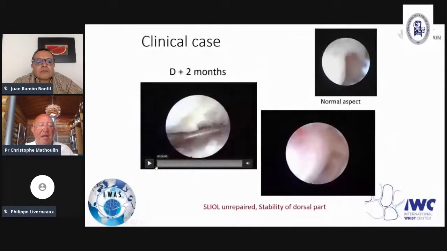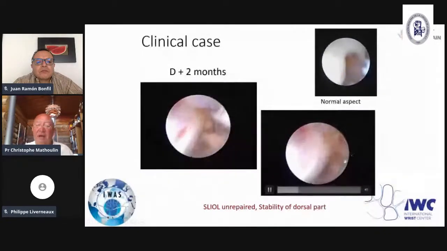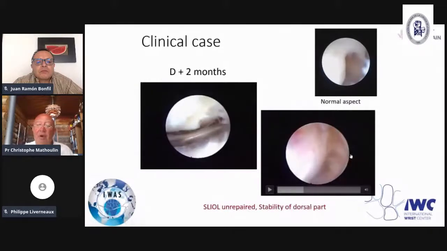Look at that. Here, the interosseous ligament is not repaired as normal because it's an unvascularized area. I remind you that it was the area we repaired before. And dorsally, look, it's very close to the normal aspect. It means nature recreated the bridge between the dorsal capsule and the dorsal scapholunate ligament.